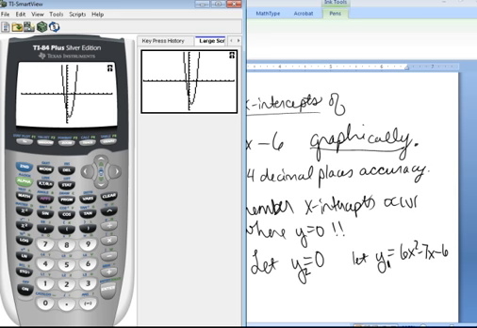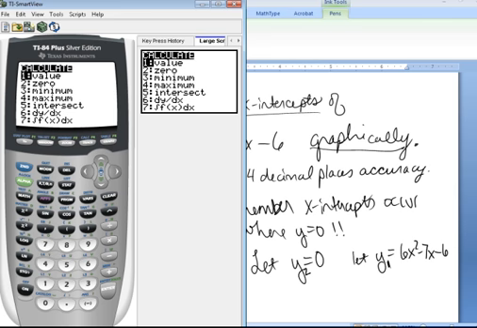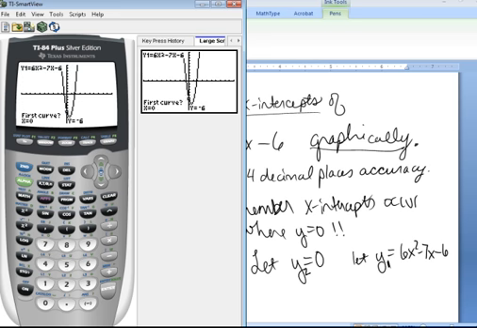I hit second, trace, select option 5. It asks, is this the first curve? Yes, I press enter. It jumps and says, is this the second curve? Yes, so I press enter. It says, can you give me a guess as to where the intersection occurs? I move my cursor to the point on the left, press enter, and it says the intersection occurs at approximately x equals negative 0.5744.